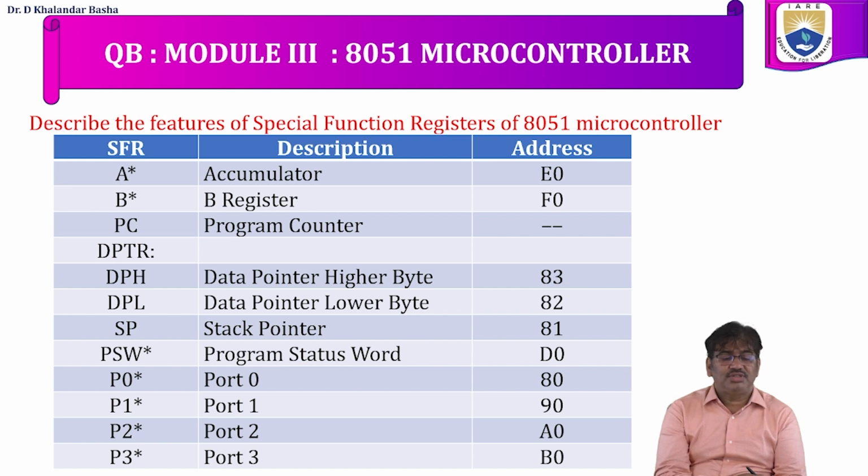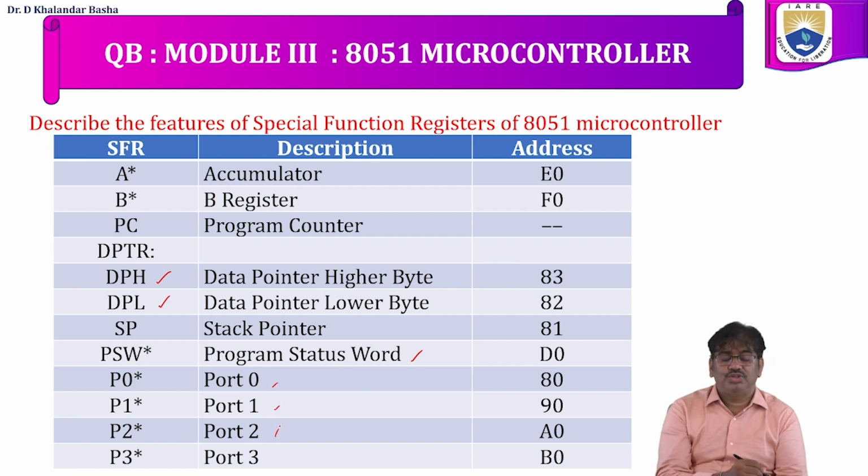Describe the special features of special function registers of 8051 microcontroller. We have the registers accumulator, B register, program counter. Program counter will load the address of the next instruction to be executed by the microcontroller. DPTR we can access as 16-bit or 8-bit. If you are using as 8-bit, DPL and DPH. Stack pointer, SP, which will always point to the top of the stack. PSW, which is program status word, which is going to contain flags and which register bank we have to select.